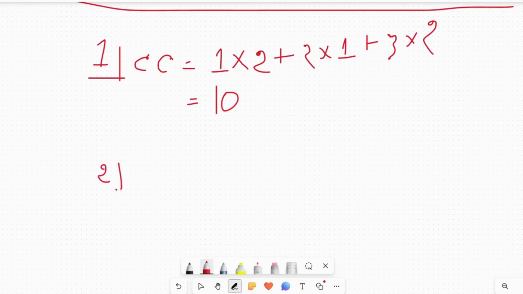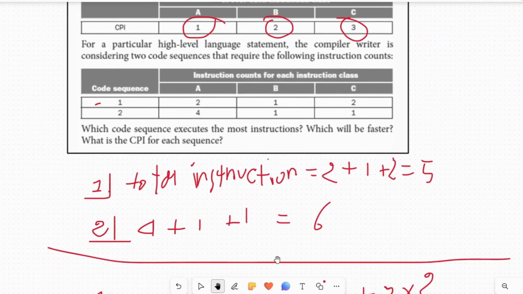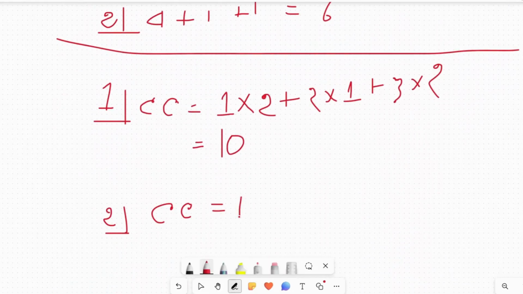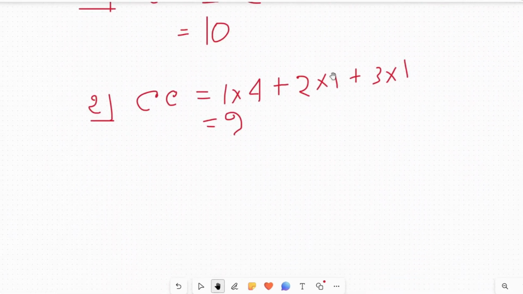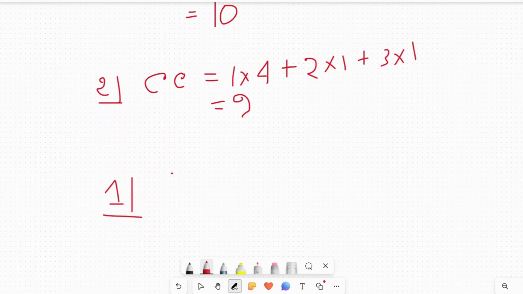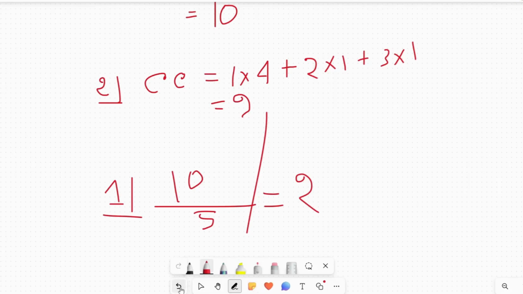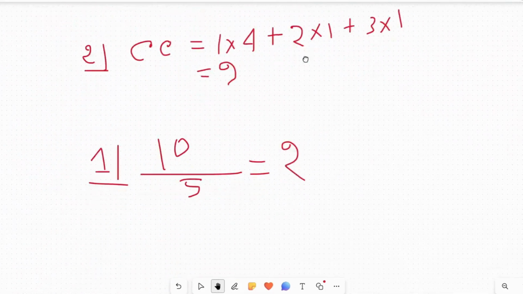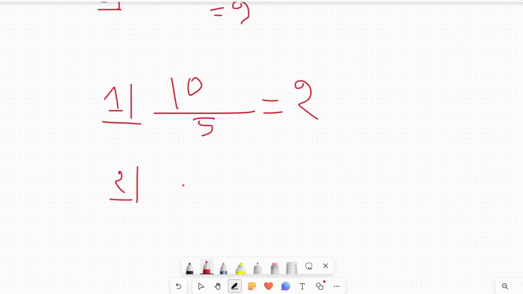Now let's find for sequence 2. Clock cycles: 1 into 4, 2 into 1, 3 into 1. Then the value is 4 plus 2 plus 3, which is 9. So if we calculate how much faster, we have to divide by the instruction counts. Sequence 1, we divide 10 by 5, which is 2. And for sequence 2, 9 divided by 6 is 1.5.